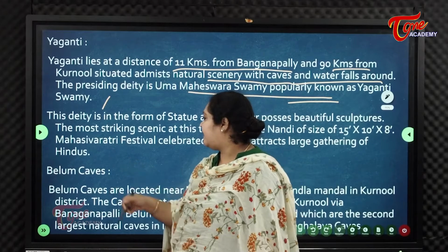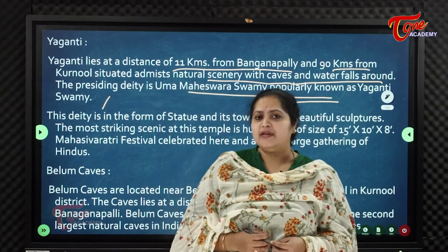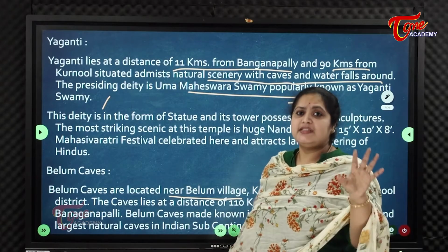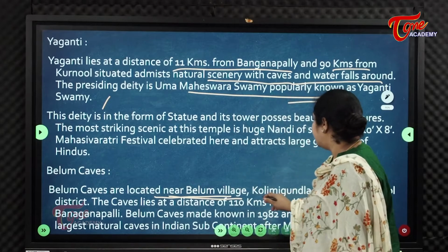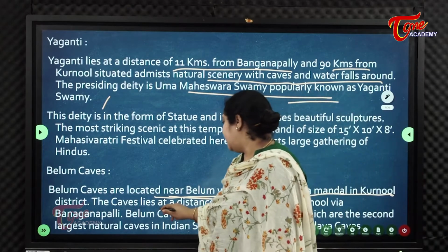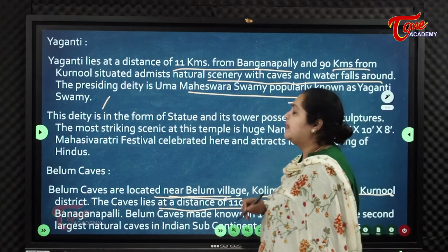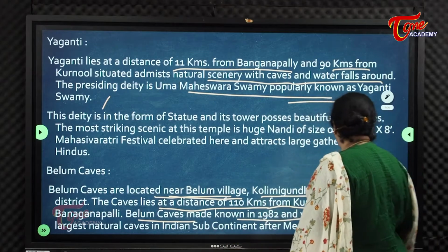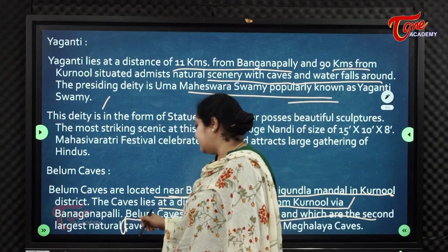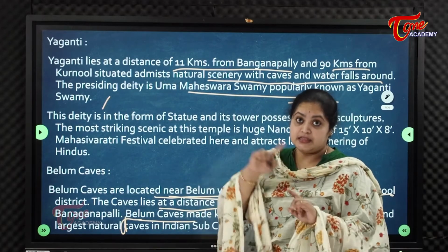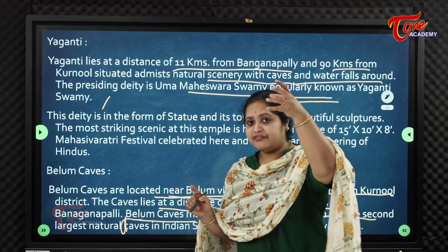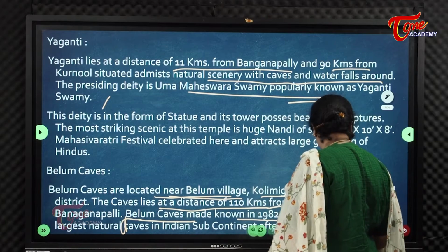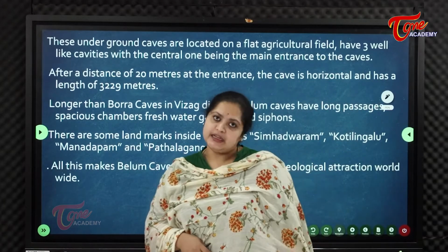Next are the Belam caves. Belam caves are one of the most famous caves in the Indian subcontinent, not only in Andhra Pradesh, not only in India, but in the Indian subcontinent. Belam caves are located near Belam village, Kolimigundla Mandal in Kurnool district. The caves lie at a distance of 110 kilometers from Kurnool via Banganpalli. They became known in 1982 and are the second largest natural caves in the Indian subcontinent, which means Pakistan, Afghanistan, Nepal, all come under the Indian subcontinent. After the Meghalaya caves, these are the largest caves in the Indian subcontinent.